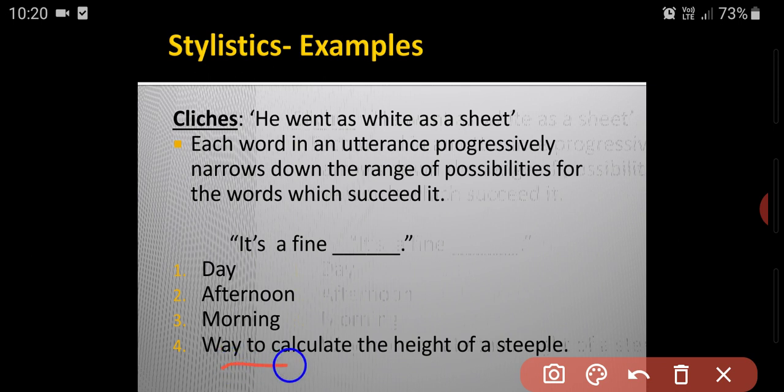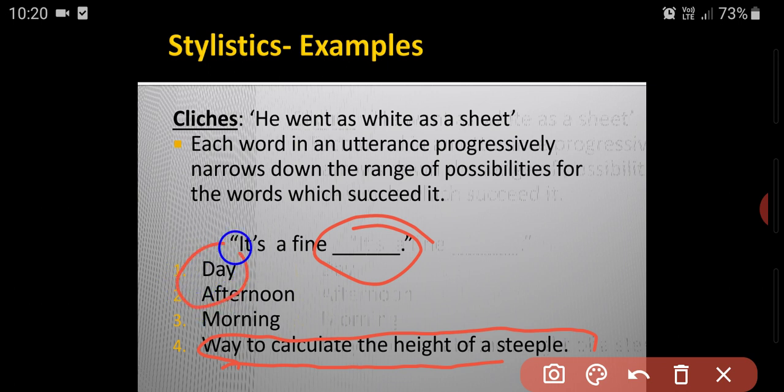Now look at this alone. Do you think this could be applied to the space here? It's a fine way to calculate the height of a steeple. Of course, yes, but it would not be a part of collocation. Please bear this in mind. It cannot be a collocation. Again, it's a fine day is something that could be a collocation and also a cliche to some extent, right?